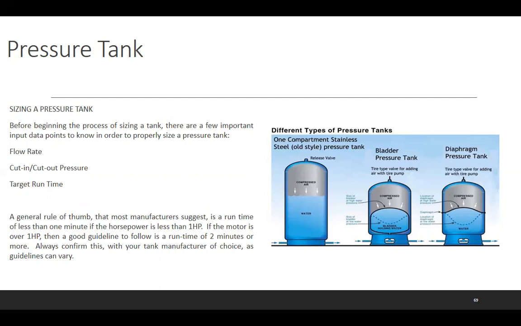Ito yung pag on-off ng pump, yung runtime na yan. Yung mababawas na tubig, mababalik na tubig. Always confirm this with your tank manufacturer of choice as guidelines can vary.